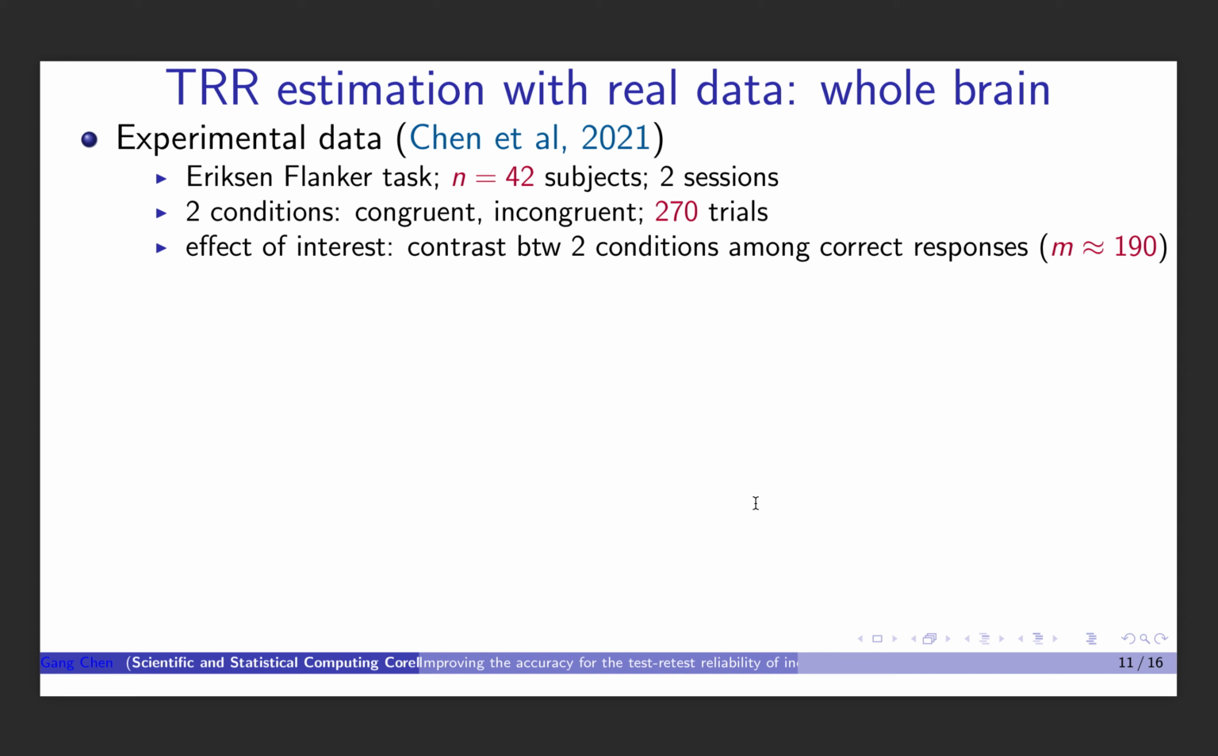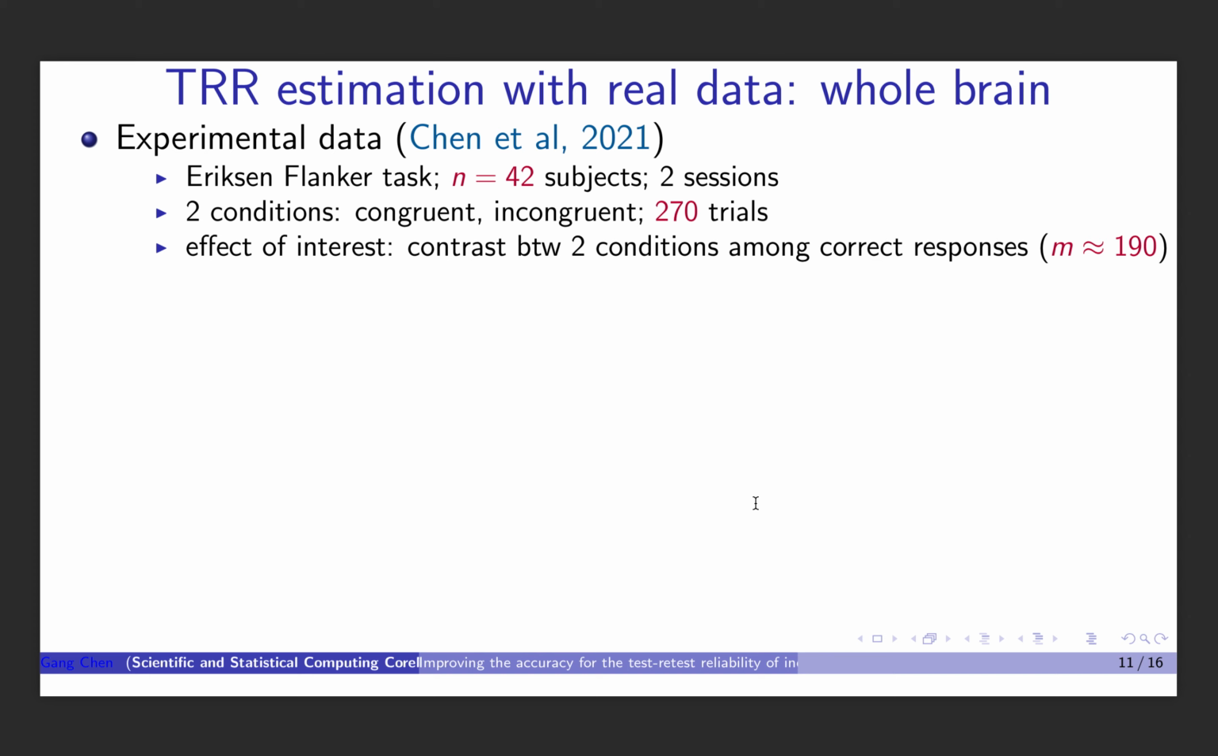So now let's look at the whole data set. This is the Flanker task. With this data set, we have 42 subjects. Each subject went through 2 sessions. The Flanker task is an inhibition task with 2 conditions, congruent versus incongruent. In the scanner, each subject makes an assessment about the arrow in the middle: is it either congruent or incongruent with the rest of the arrows? Then you push a button and make a decision.